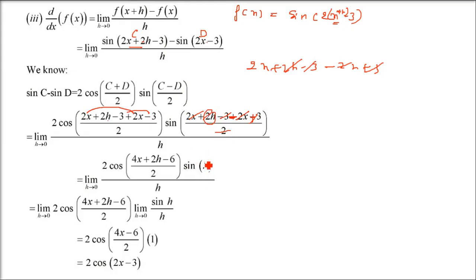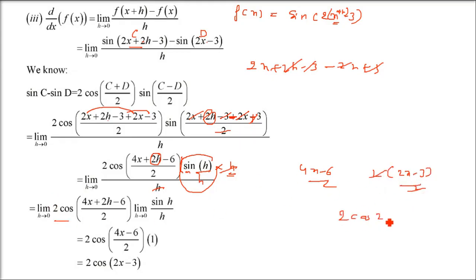Now if you see sin h and in the denominator also you have h. So sin h by h, you don't have to divide and multiply because h is already there in the denominator. So sin h by h is going to be 1, in the limit, only 2 cos 4x plus 2h minus 6 by 2 will come. Now you apply everything we have devised, only this will remain. 4x plus 2h minus 6, so apply this here, 2h is 0, 4x minus 6 by 2, so take 2 common, 2 cancels, 2x minus 3. So you have 2 cos 2x minus 3.